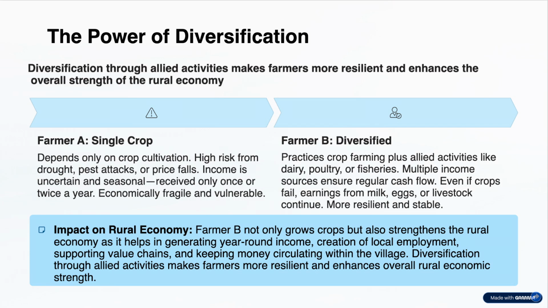So, if we see both situations in the context of rural economy, farmer A contributes mainly to food grain production but remains economically fragile. But farmer B not only grows crops, but he also strengthens the rural economy by generating year-round income, creating local employment, supporting value chain, and keeping money circulating within the village. So this diversification of agriculture through allied activities makes the farmers more resilient and enhances the overall strength of their rural economy.